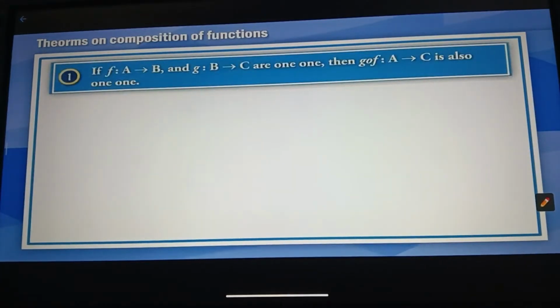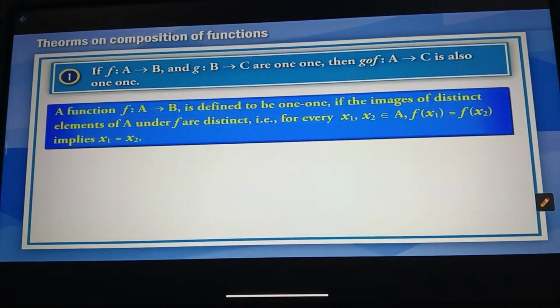Let's recall when a function is said to be 1-1. A function f defined from A to B is said to be 1-1 if the images of distinct elements of A under f are distinct. With the help of this result, let us begin the proof.